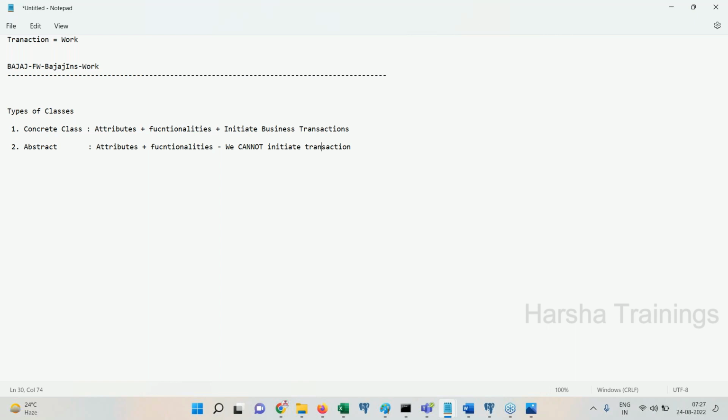The main difference between abstract and concrete class is that both the classes will have attributes, and both the classes will have functionalities, but abstract is not the place where you can initialize business transactions, but concrete is the only one where you can initialize business transactions. Everyone clear? Whenever you are going to set up your business, it is going to have different departments.